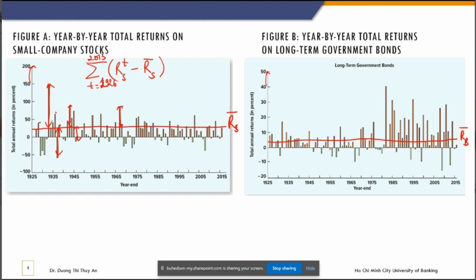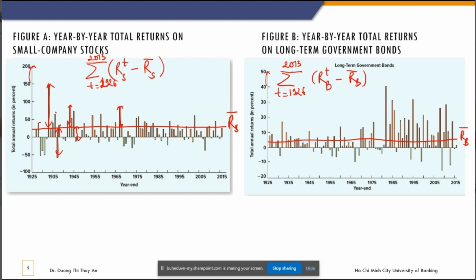This is the period of the figure. And here I do the same for the long-term government bond: the return of the bond in year t, subtract the average return of the long-term government bond, and I take the sum over the period from 1926 to 2013.